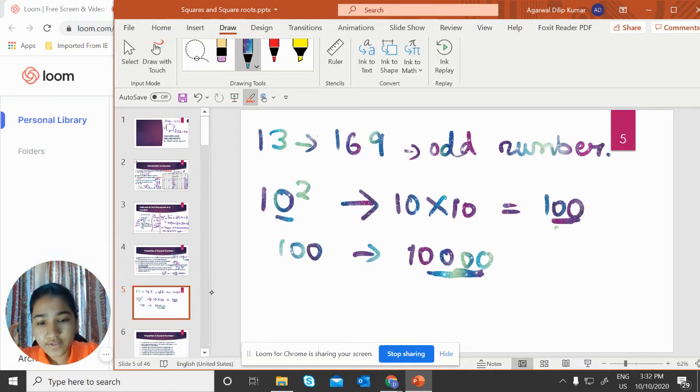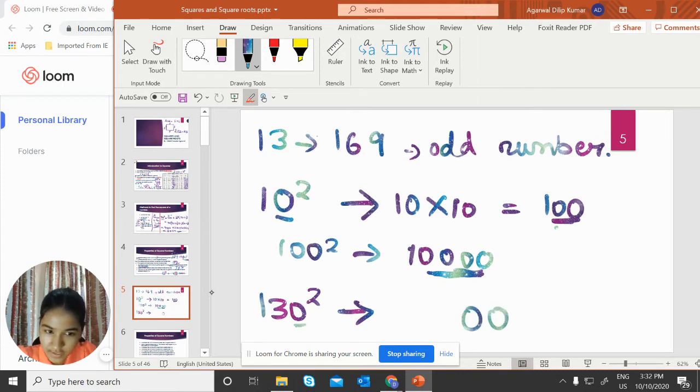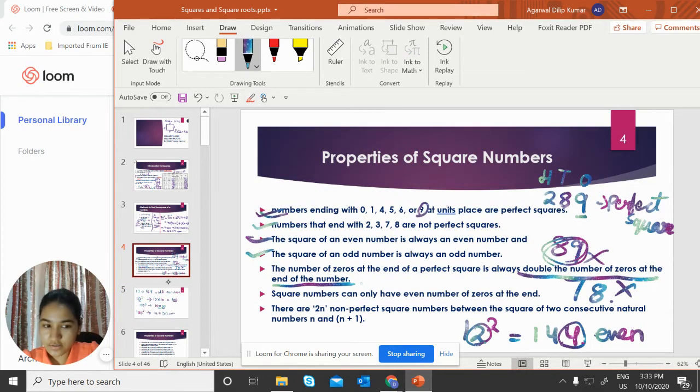Okay, so if we take a number now, 130, if we have to find 130 squared, what will be the answer? Here you see it's only 1 zero. So double of 1, it will be 2 zeros at its end. And 13 squared is 169. So this will be your perfect square. Understood? This is the rule.